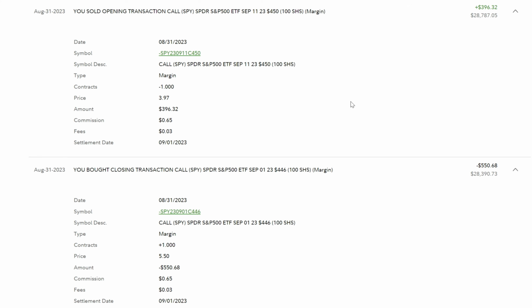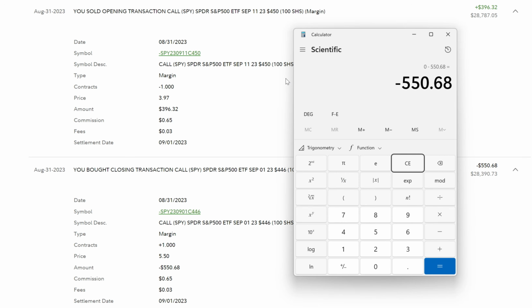To do that, you'll notice there was a difference here. It cost me $550.68 to buy back the original option, and I received $396.32 to actually sell the new option out to the 11th for $450 at my basis. Negative $550.68 plus what I received, $396.32. So it was a net debit of $154.36. But hold on a second.